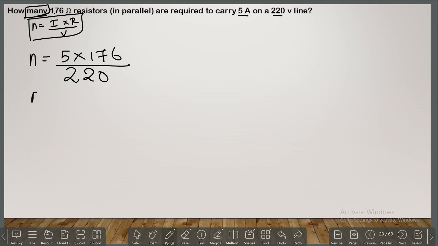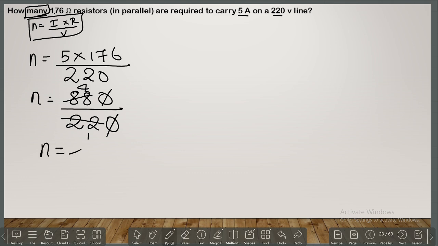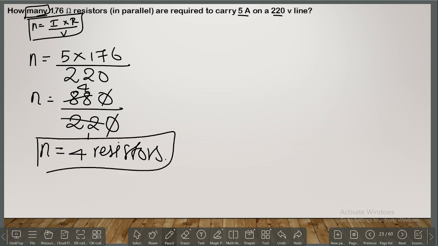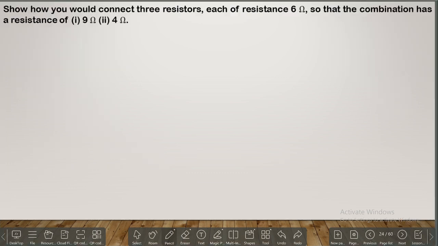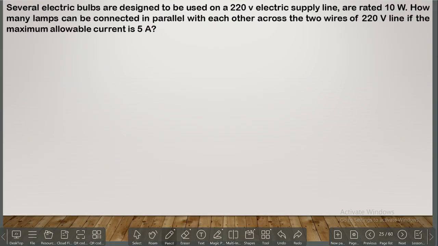So N is equal to 5 into 176, it is going to be 880 by 220, 0 0 cancel, 1 22s are 22, 4 22s are 88. So the number of resistors in parallel is going to be 4 resistors. How many resistors do we need to connect in parallel? 4 resistors.